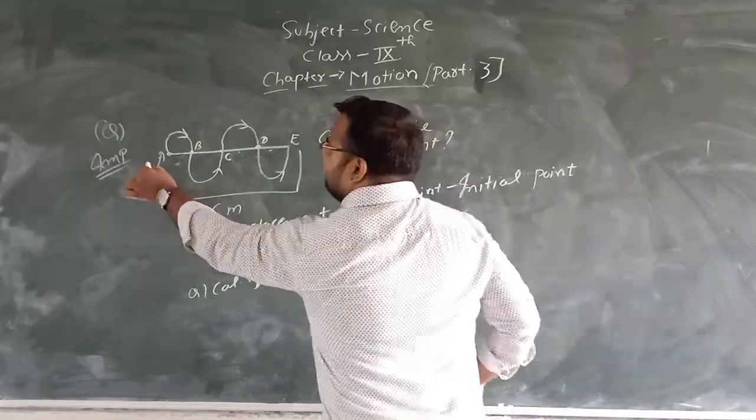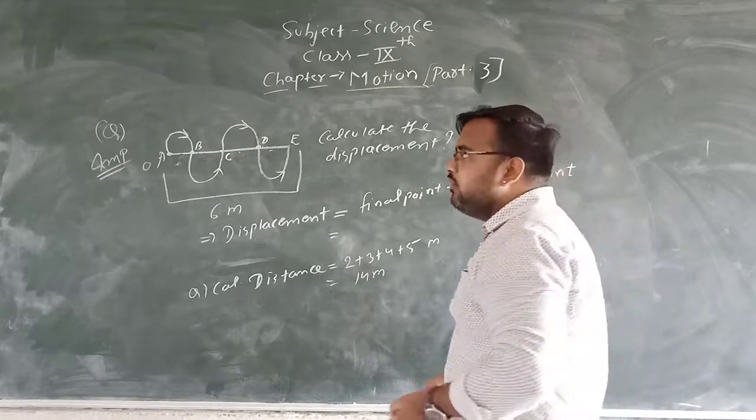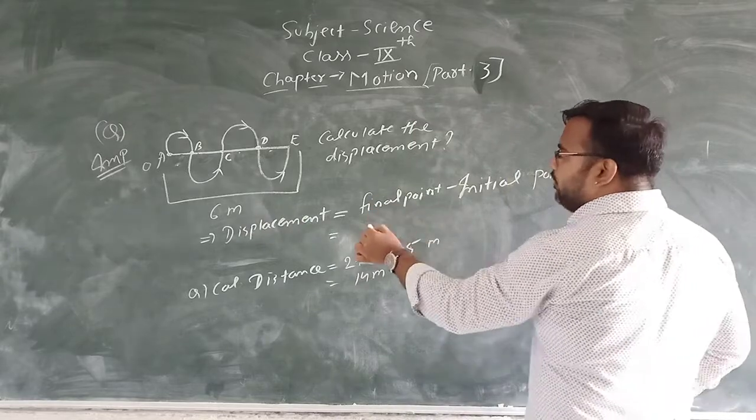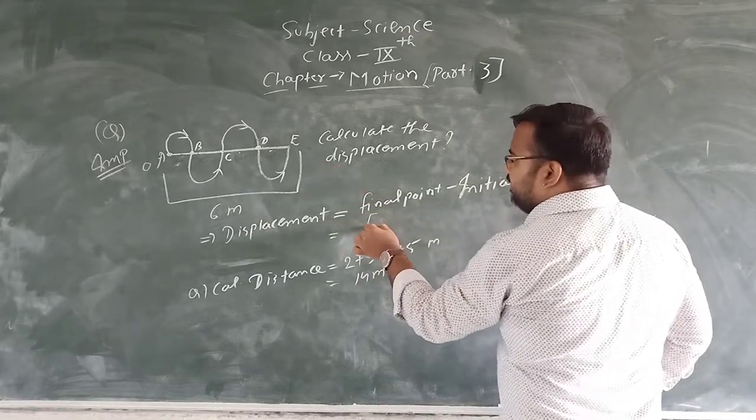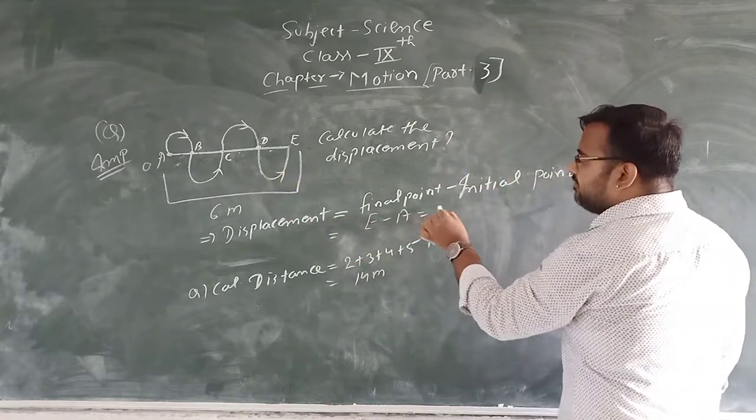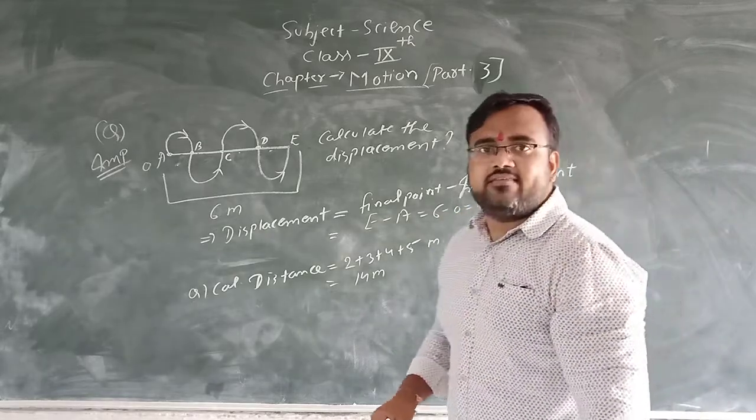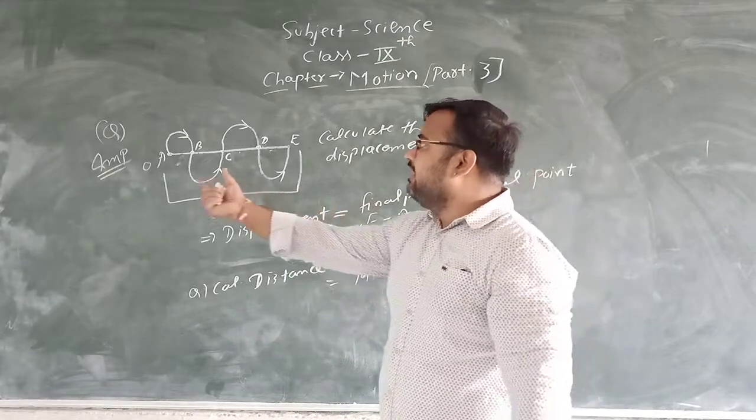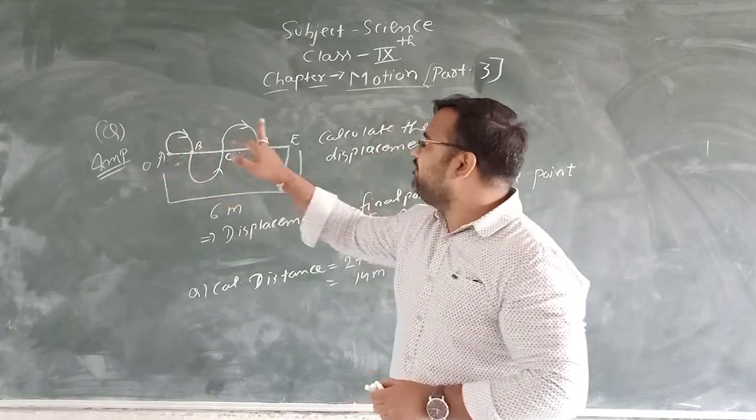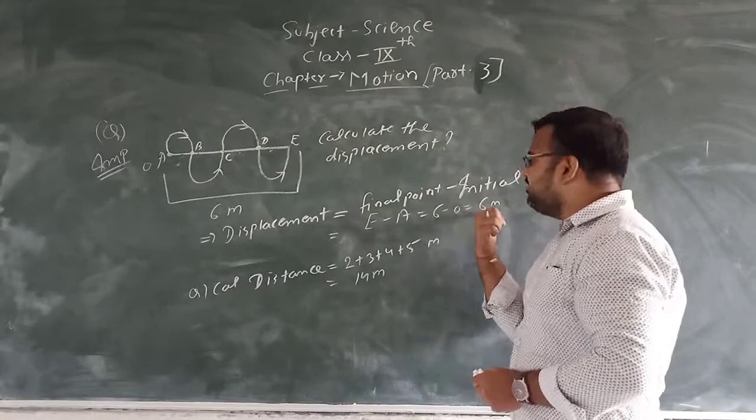Now, at the initial point, the value of the distance would be 0, and from A to E, it is 6 meter. Clear? So final point E minus initial point A. From A to E, the distance is 6 meter minus 0. The answer is 6 meter. Displacement is 6 meter. Or we can simply say, what is displacement? The distance between the initial point and the final point. The distance between the initial point and the final point is 6 meter, so the displacement would be 6 meter.